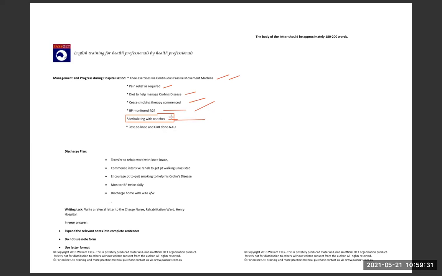As a result of the knee exercises via the continuous passive movement machine, the patient started ambulating with the help of crutches.